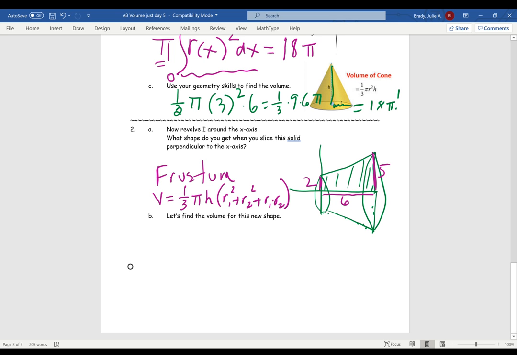Okay, so did you draw the shape? Maybe it's a little neater than mine. I'm still trying to practice working with this pen instead of my nice markers. But that shape's called a frustum.